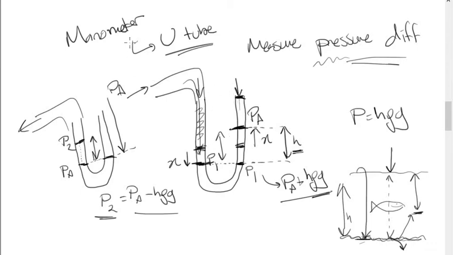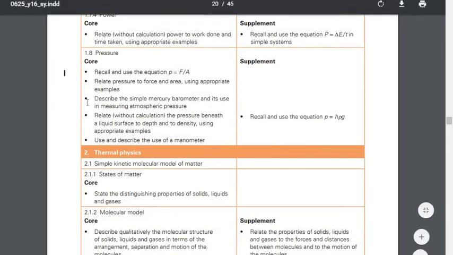So is this clear how you use manometers, guys? So we're done with manometers and barometers. Again, if we go through the points of the syllabus, again basically a simple mercury barometer measuring atmospheric pressure. Use and describe the use of a manometer. And in all cases, we use the formula pressure is equal to H rho G. Clear? All right then. Done.